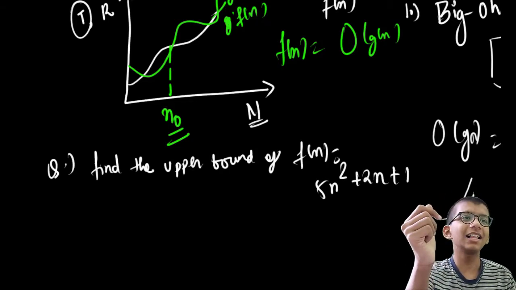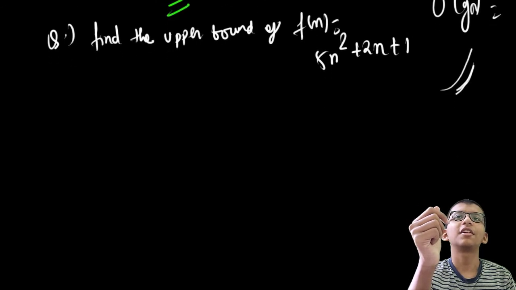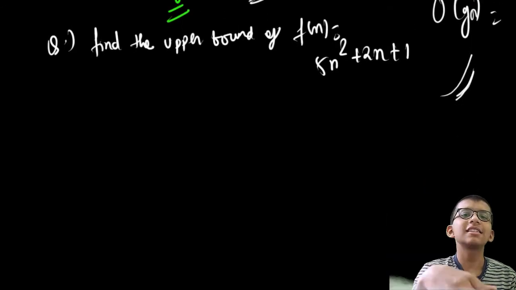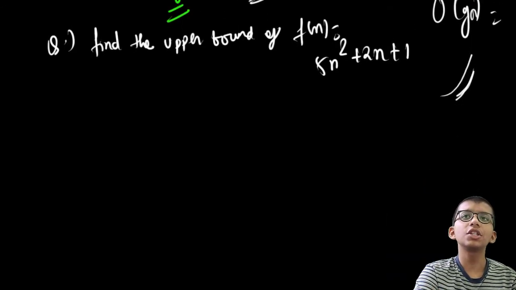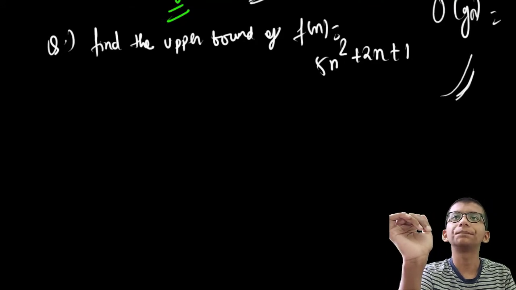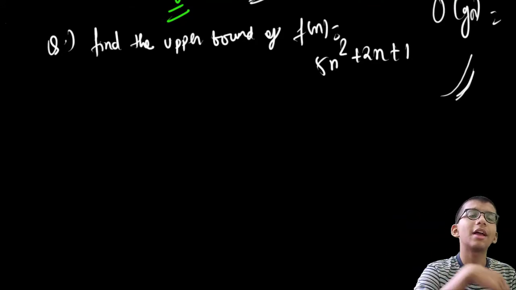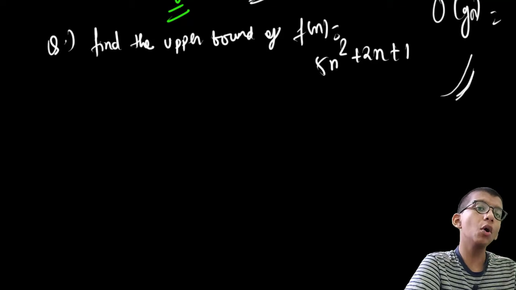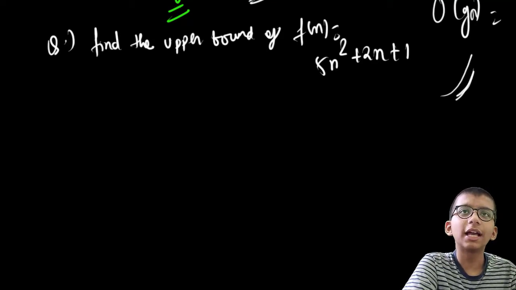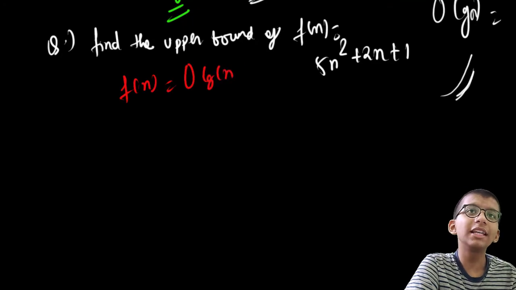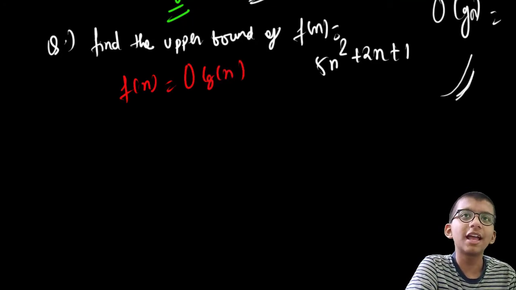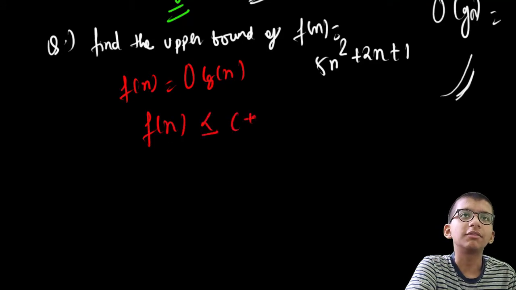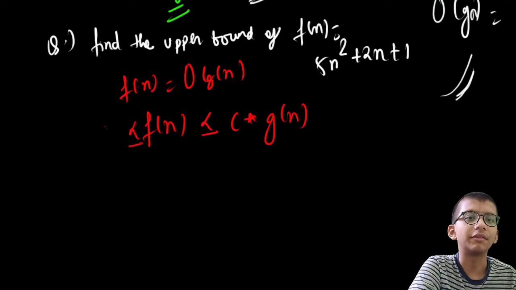I have not solved it here, I have solved it for another purpose. So this is your question, and what you have to do is find the upper bound, meaning big O of g of n. f of n is big O of g of n if and only if it satisfies the condition that f of n is smaller than or equal to c times g of n.